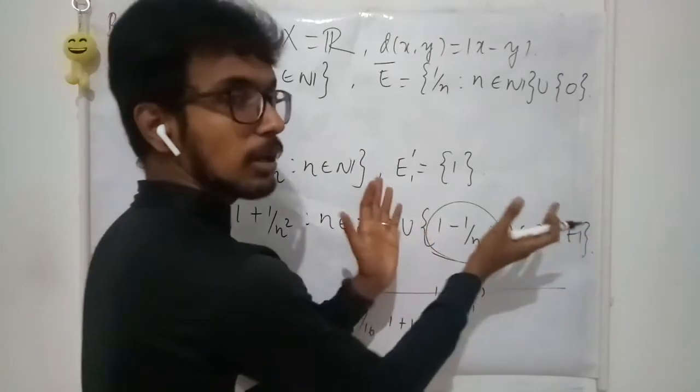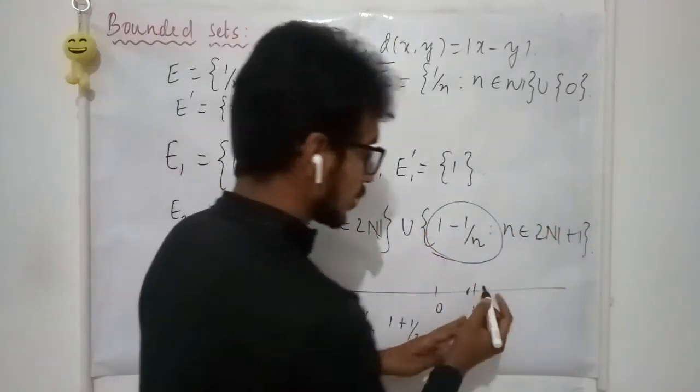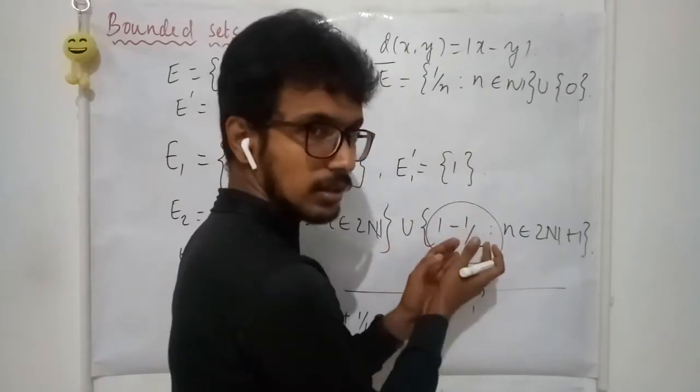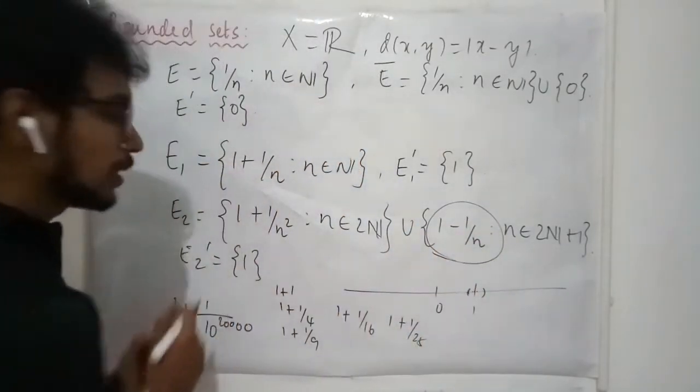Here, how am I saying? For this also I am going to get 1 as the limit, because on this side I will have some point of this sort. So 1 is going to be the limit.